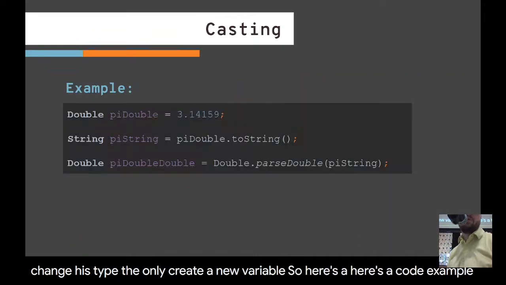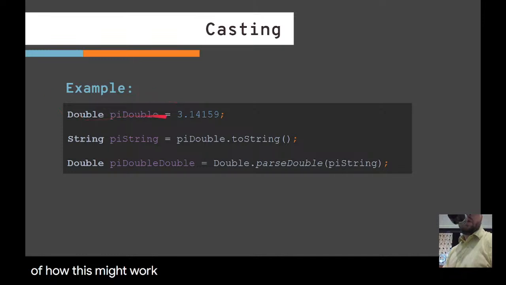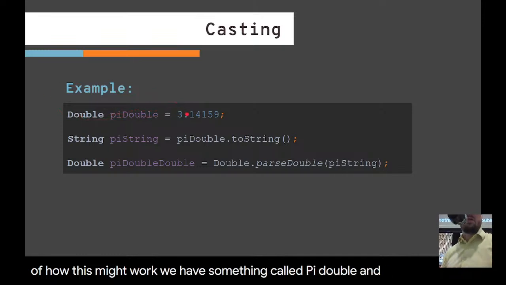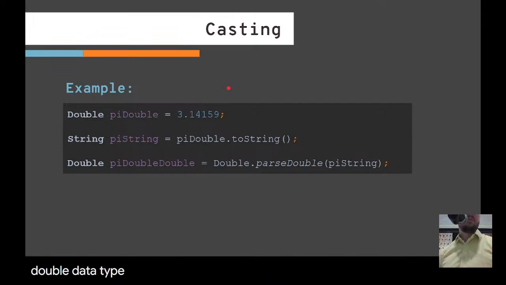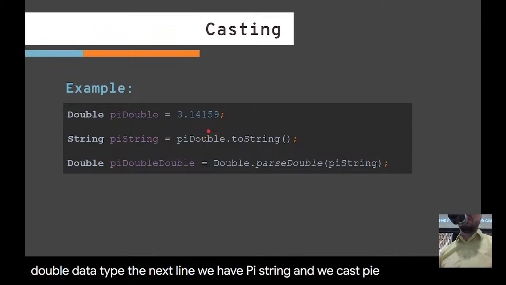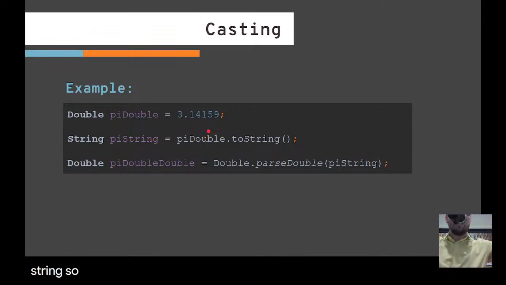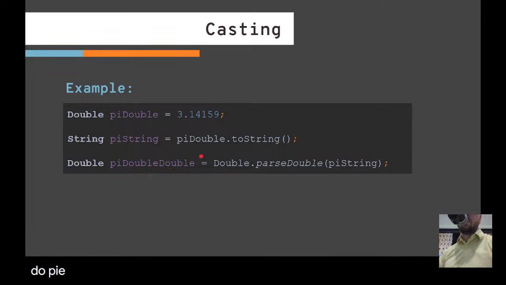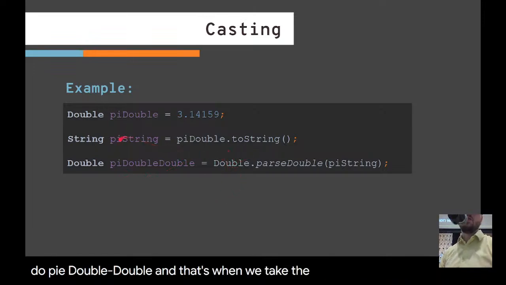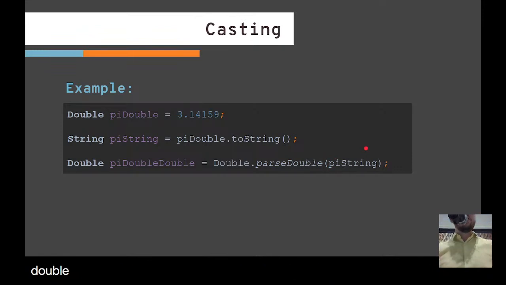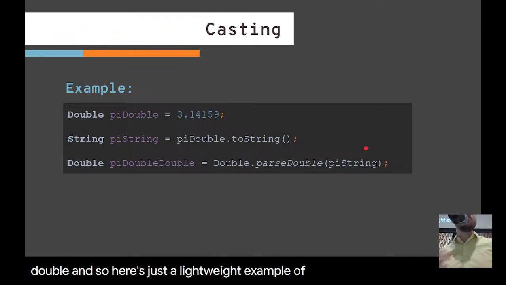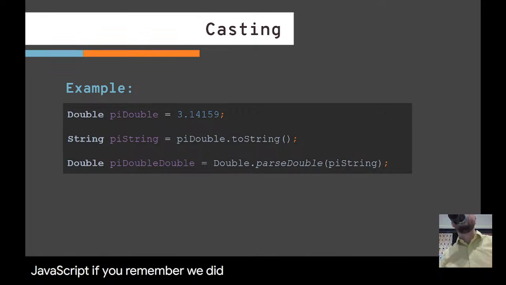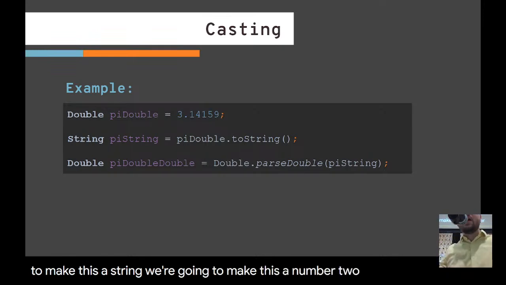So here's a code example of how this might work. We have something called pi double, and it's just pi as a double data type. The next line we have pi string, and we cast pi double to a string. So it looks like it has quotes on it if you were to print it. And then finally, we do pi double double, and that's when we take the string and turn it back into a double. And so here's just a lightweight example of something we did in JavaScript. If you remember, we did use things that said we're going to make this a string, we're going to make this a number. So Java has a similar concept.